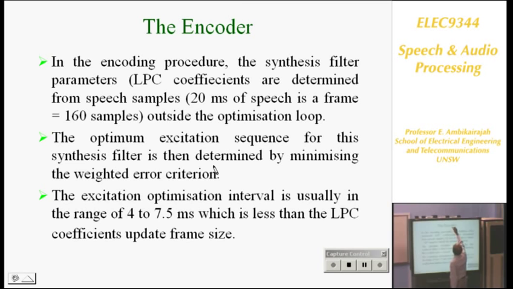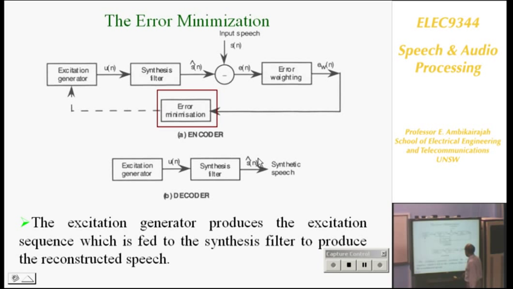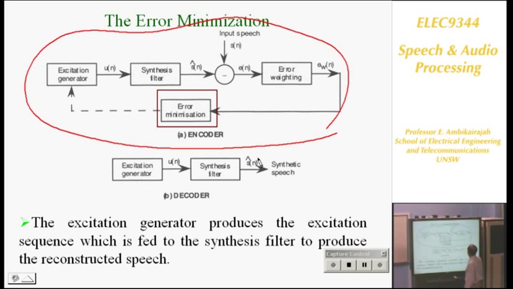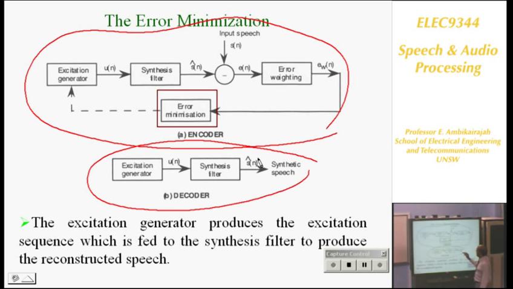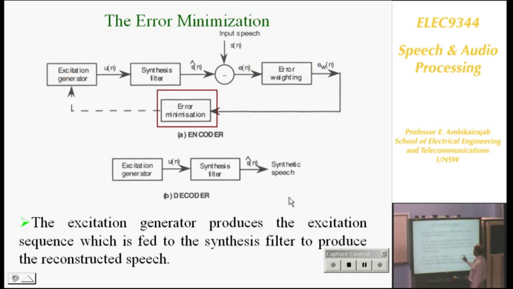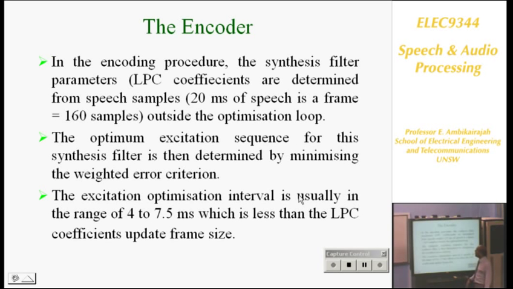The encoder. Let's look at the encoder part. Remember the encoder part? This is your encoder. The whole lot is the encoder part. And this is your decoder. And remember, minimizing this error means you are selecting this parameter and this parameter in order to have minimum weighted error. Right? That means you've got the best parameter. That means the quality of the speech should be good. So we look at the encoder. How does the encoder work?